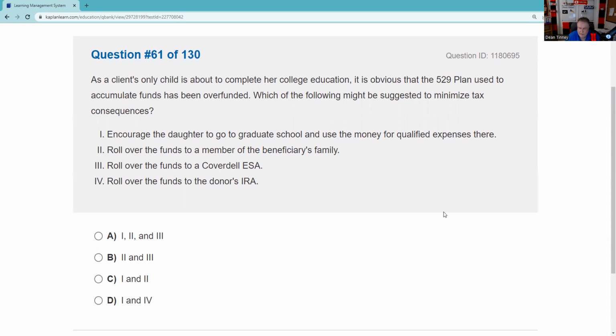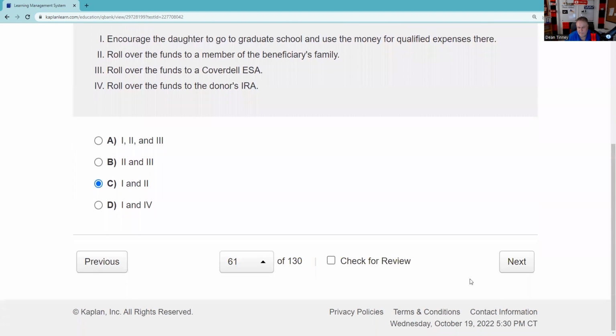Roll over the funds to another member of the family. Yeah, that sounds good. Roll over the funds to a Coverdale. Why in the world would you do that? I can't imagine why you would do that. Roll over to your own IRA? Absolutely not. So 1 and 2. I don't think this is the question you'll get on 529, but you'll certainly get something.